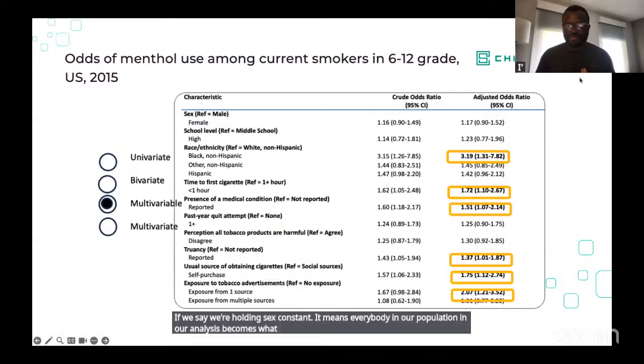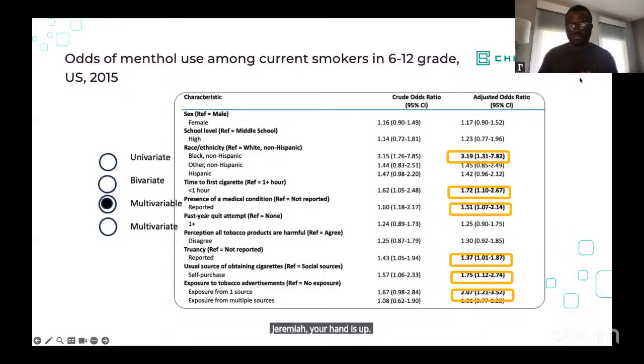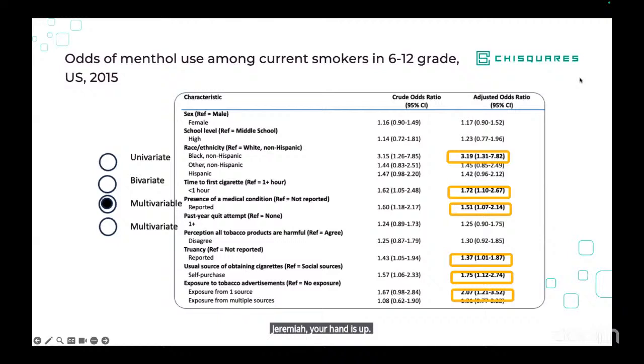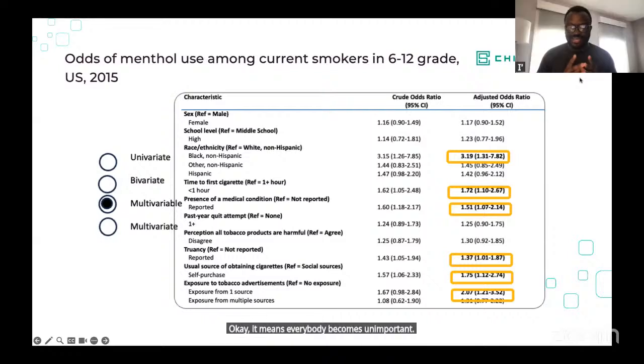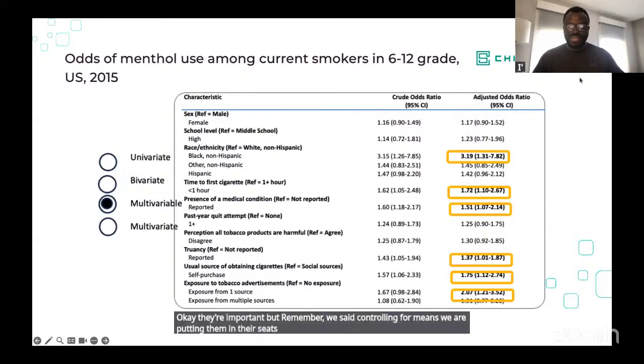Jeremiah, your hand is up. Jeremiah, you can mute. Okay, it means everybody becomes unimportant. Okay, they're important, but we said controlling for means we're putting them in their seats and we're holding them constant. Everybody, they are muted in terms of their impact.